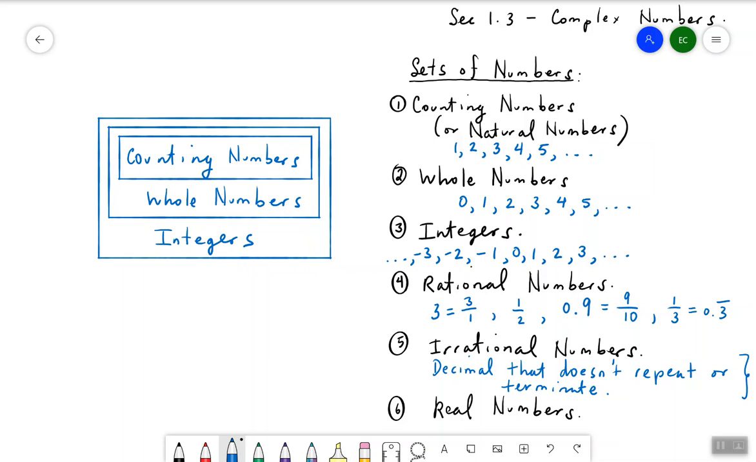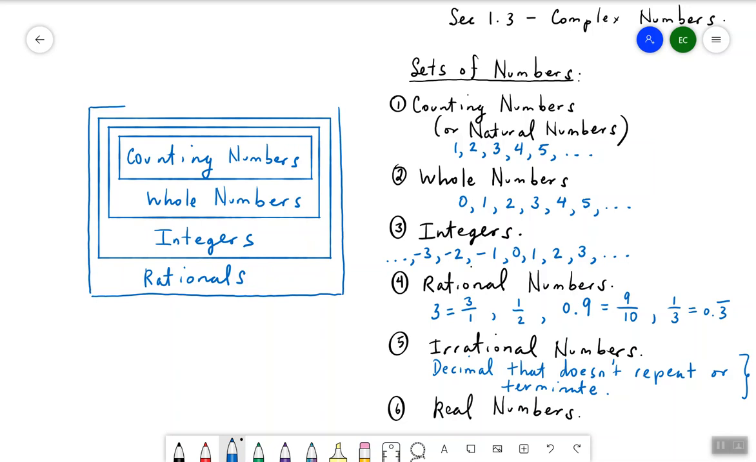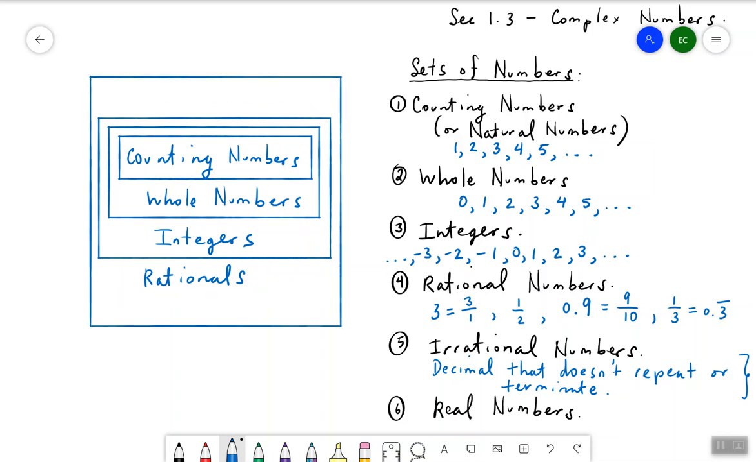Now, we said a few minutes ago that the rational numbers include all of the integers. That is, every integer is a rational number. And so when we're drawing a box for the set of rationals, then it should include all of the numbers that we've already talked about, plus some more. And of course, the extra numbers now are numbers like 1/2 and 0.9 and 1/3.